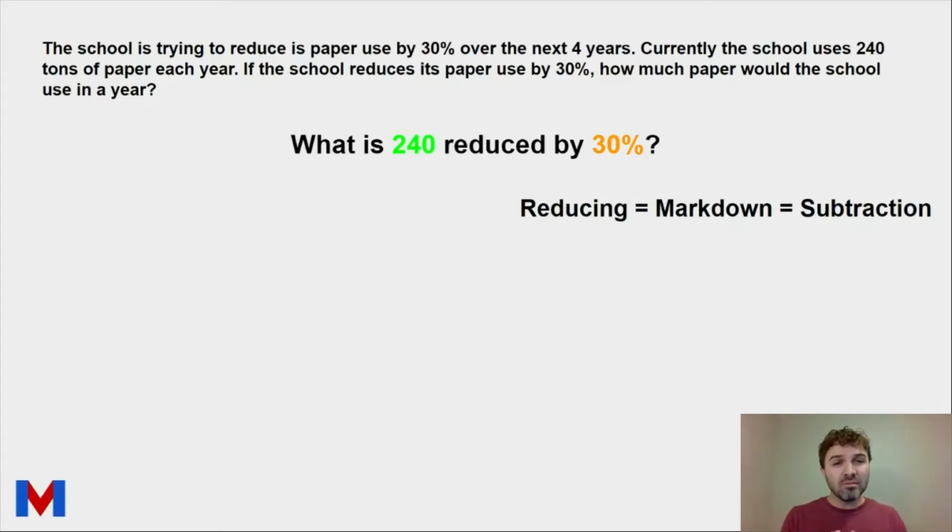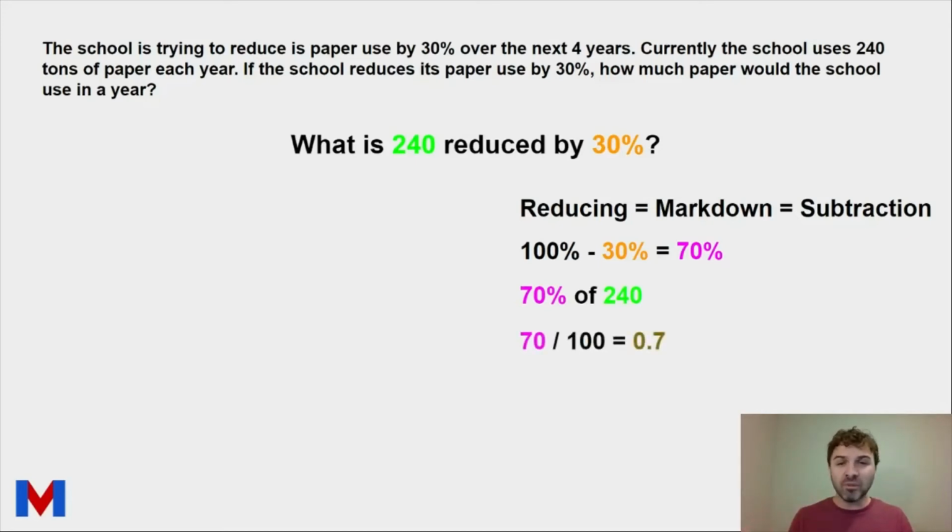But if you remember that we need something to subtract from, we need that original value. And when working with percents, that original percent is 100%. So 100% reduced by 30% leaves us with 70%. So we're going to figure out what is 70% of 240 tons of paper.